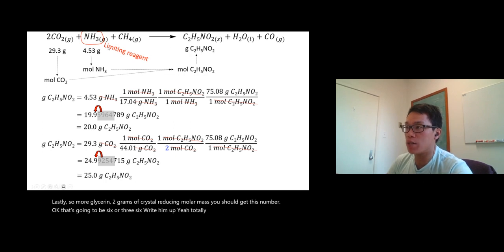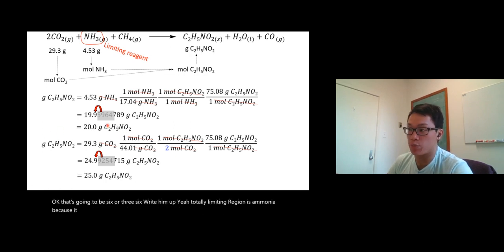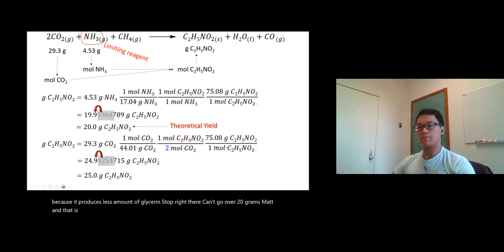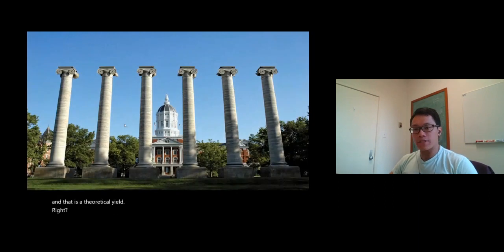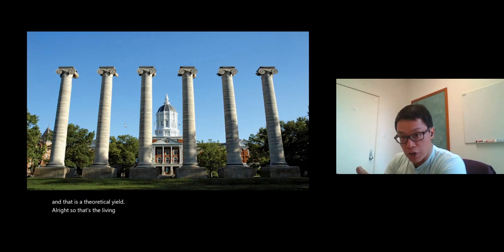Limiting reagent is ammonia because it produces less glycerin. Stop right there. It can't go over 20 grams, and that is the theoretical yield. So that's the limiting reagent. Let's go a little bit further.